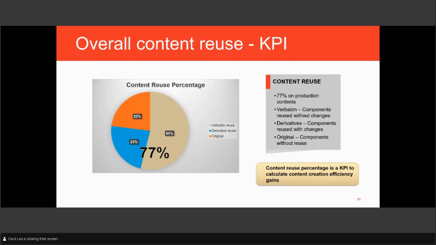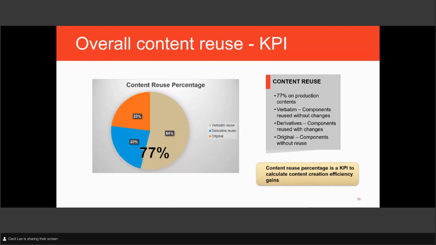Verbatim reuse is component reuse without changes, so it's pretty much a one-to-one reuse. For example, the exclusion criteria that I showed earlier on, you can completely reuse because there are no changes to it. It came from a long-term study, so there are no changes. Derivatives are where you make certain changes to the content, but you are reusing the majority of it. And the original are the ones originated by the author, with no reuse at all.